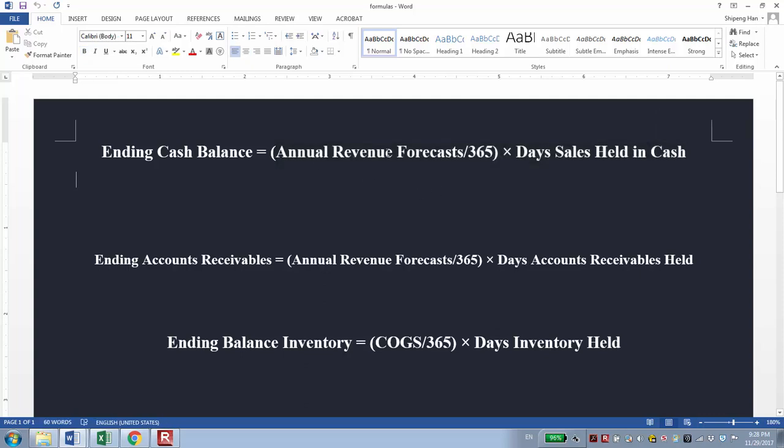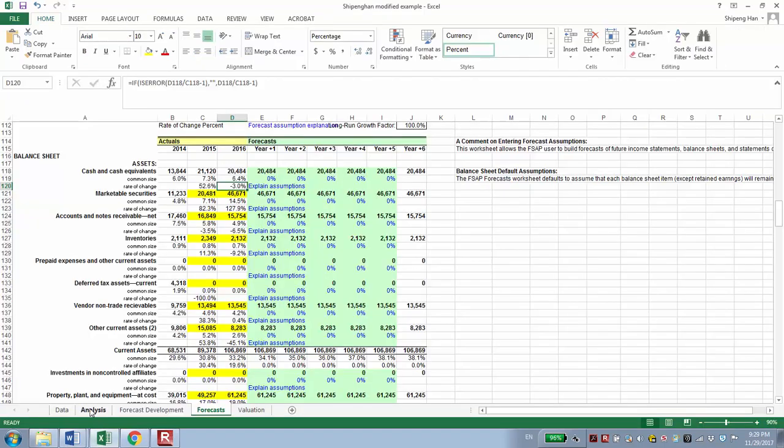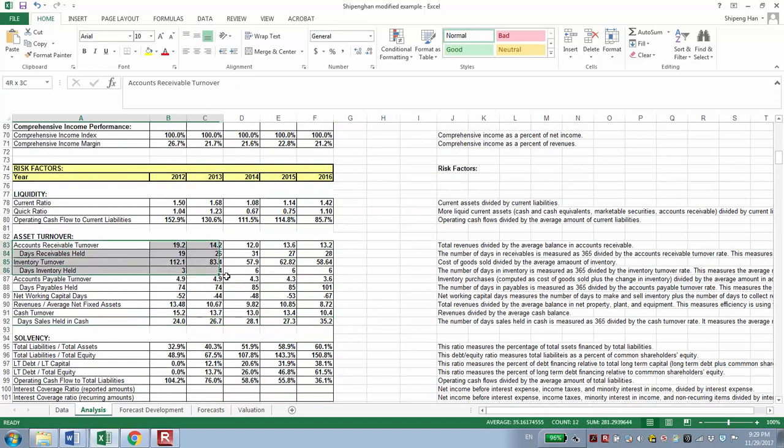Y is the forecast revenue divided by 365. Here, this means the forecast revenue per day, or daily forecast revenue. The next one is days sales held in cash, and this is available in the analysis tab. Actually, the cash balance is a product of daily forecast sales or revenue and the days sales held in cash. Okay, the analysis tab. We already calculated several turnovers. The last row here is assets turnover, and this row is number of days sales held in cash.